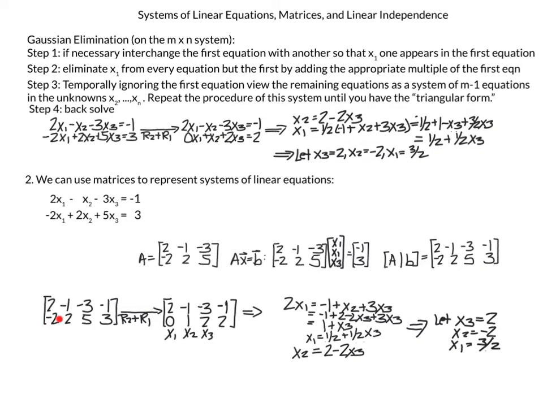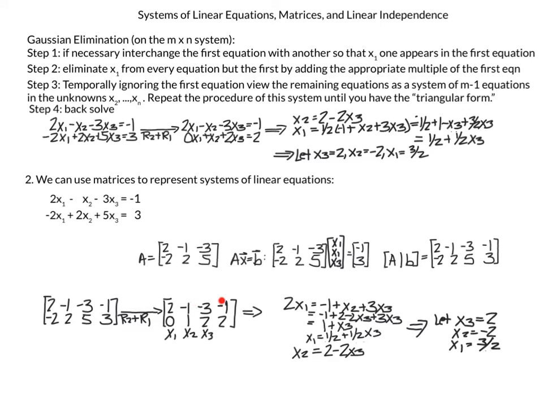So I want to get rid of this coefficient here. So I can do that by adding row 1 to row 2. So I have, again, using the same notation, I'm going to replace R2, and that's why I write R2 first, with R2 plus R1. So R1 stays the same, and then I add these two rows together. So 2 minus 2 is 0, -1 plus 2 is 1, -3 plus 5 is 2, and -1 plus 3 is 2. And then I'm done because, the same thing.